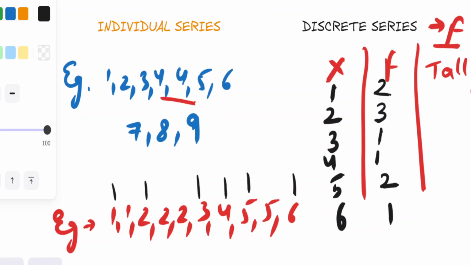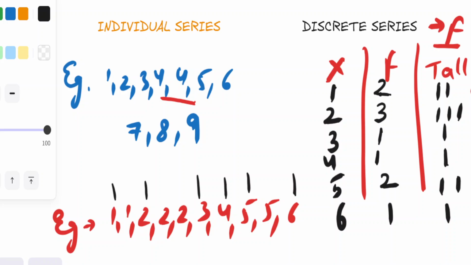Tally marks represent the counts in a stick format. Stick format is basically when there are two, we represent with two sticks. When there are three, we represent it with three sticks. Then one with one stick, one with one stick, two with two sticks, and one with one stick, right? This is the way we are going to represent the tally marks.